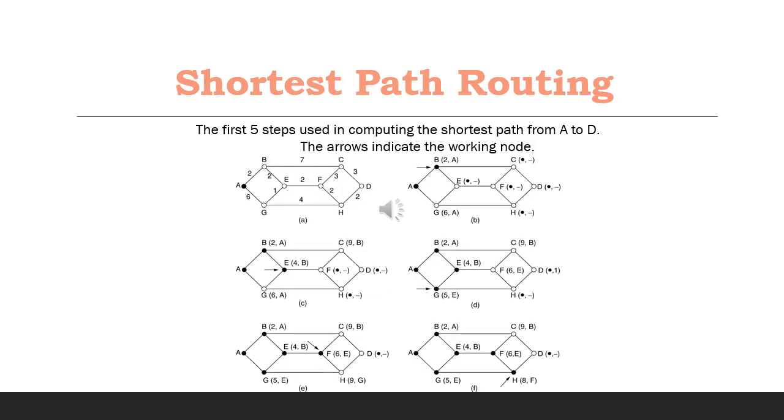Shortest path routing. In this picture, the first 5 steps used in computing the shortest path from A to D. The arrows indicate the working node.